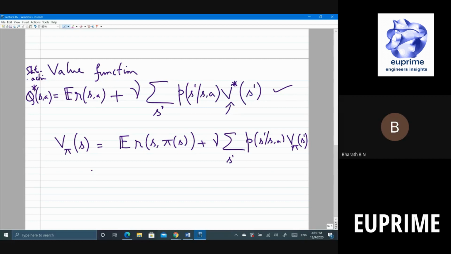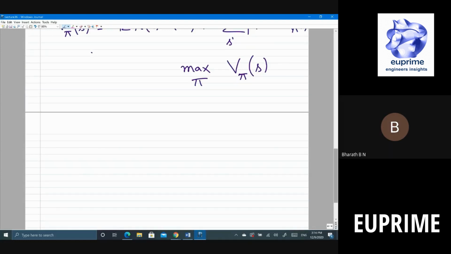No. Okay, let me write it in a slightly different fashion. So what is V pi of S? If you are starting from state S, and if I follow a policy pi, this is the average discounted reward that you get, right? The problem is to maximize over all policy pi. What will this give us? This gives us V star of S, right? Do you agree?